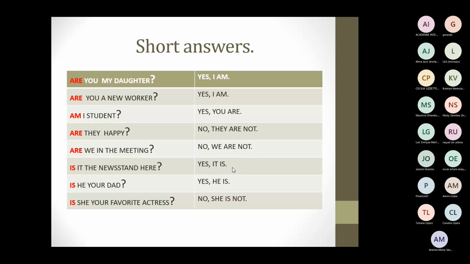Okay. Is he your dad? Yes, he is. Okay, good. Is she your favorite actress? Yes, she is. Okay, good. Thank you, Gerardo. Good.